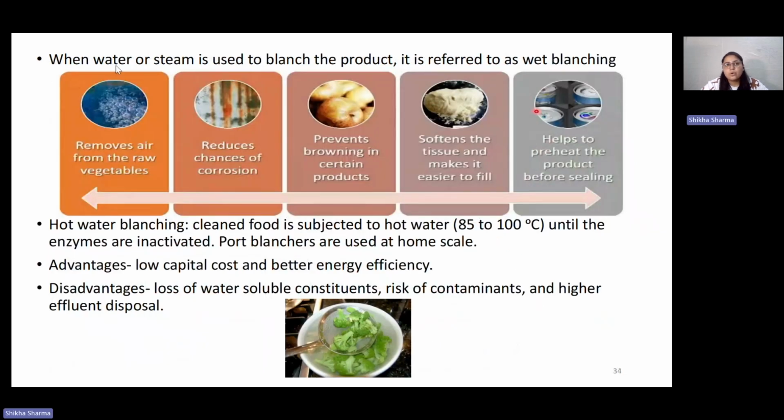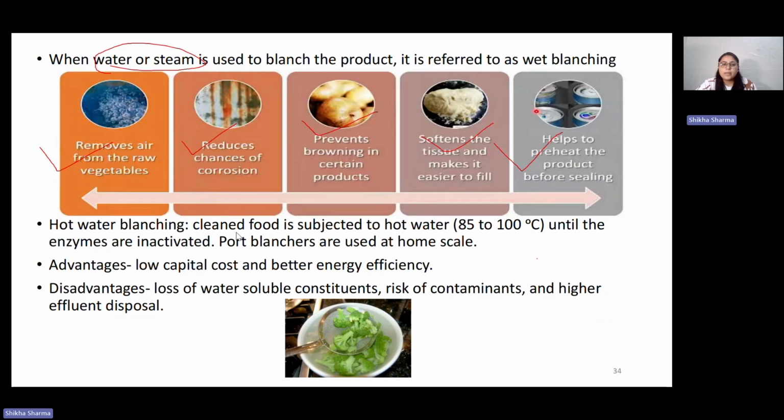As we said, using water or steam is wet blanching. Why do we do blanching as a pre-treatment method? Because it also removes the air from the raw vegetables, and it reduces the chances of corrosion. It prevents browning in certain products, it softens the tissues and makes them easier to fill, and it helps to preheat the product before sealing.